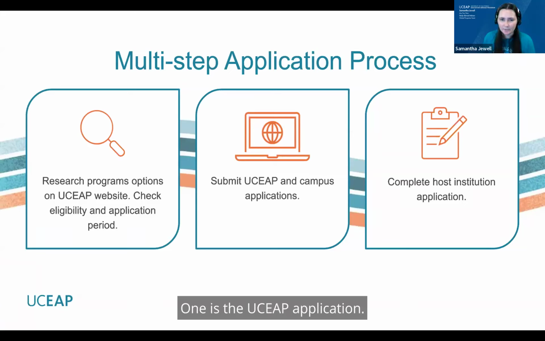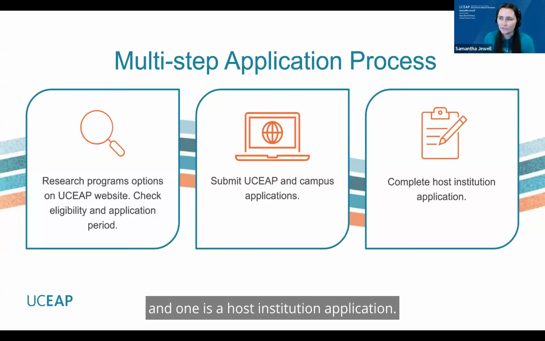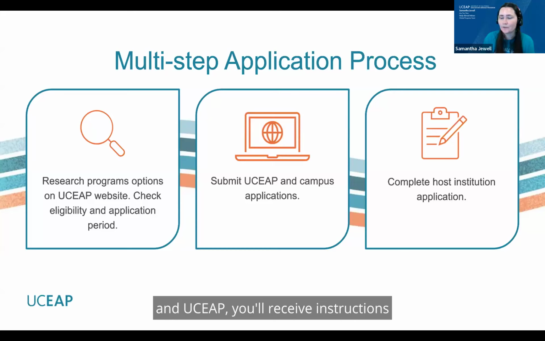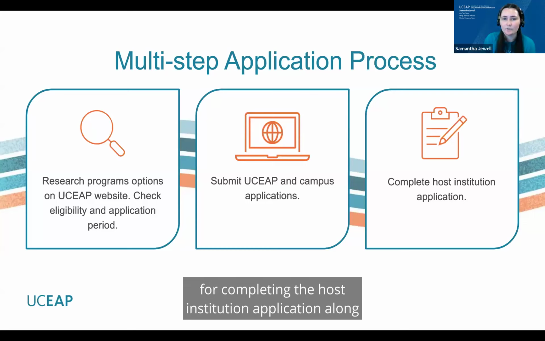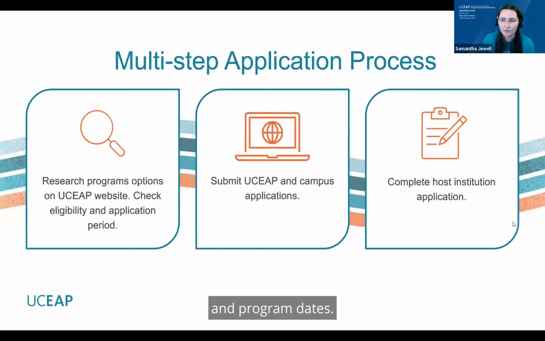One is the UCEAP application, one is a campus application for your UC campus, and one is a host institution application. After you get approved for participation by both your campus and UCEAP, you'll receive instructions for completing the host institution application, along with other program details such as housing, visa requirements, and program dates.